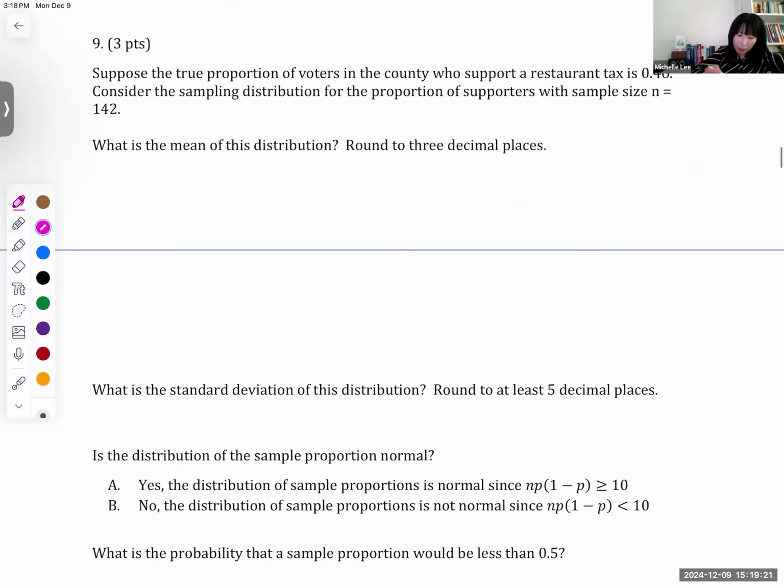So we have a proportion, and this is 0.46. They talk about the sampling distribution for proportion, and then sample size n equal to 142. What is the mean of the sampling distribution? So basically they ask us what is mu sub p hat? What is the formula for that? Mu sub p hat.